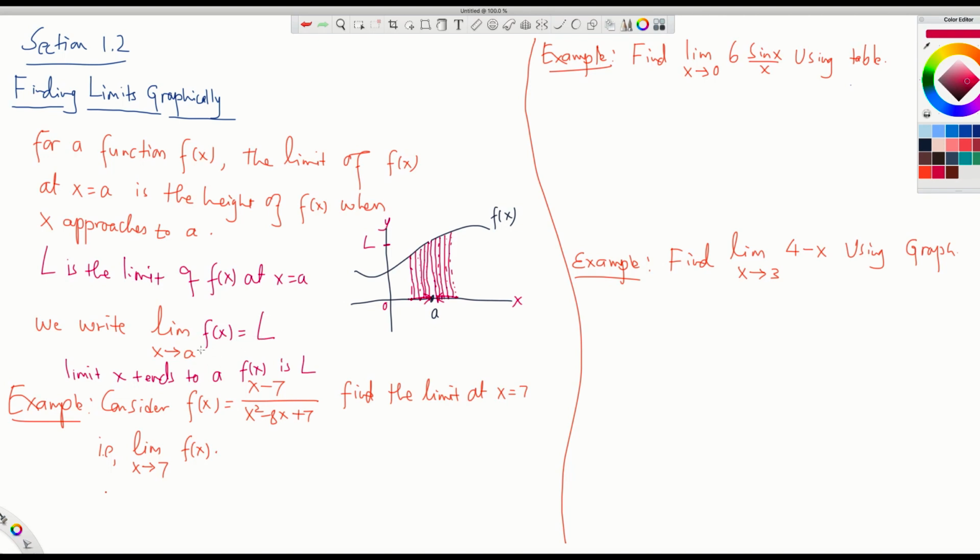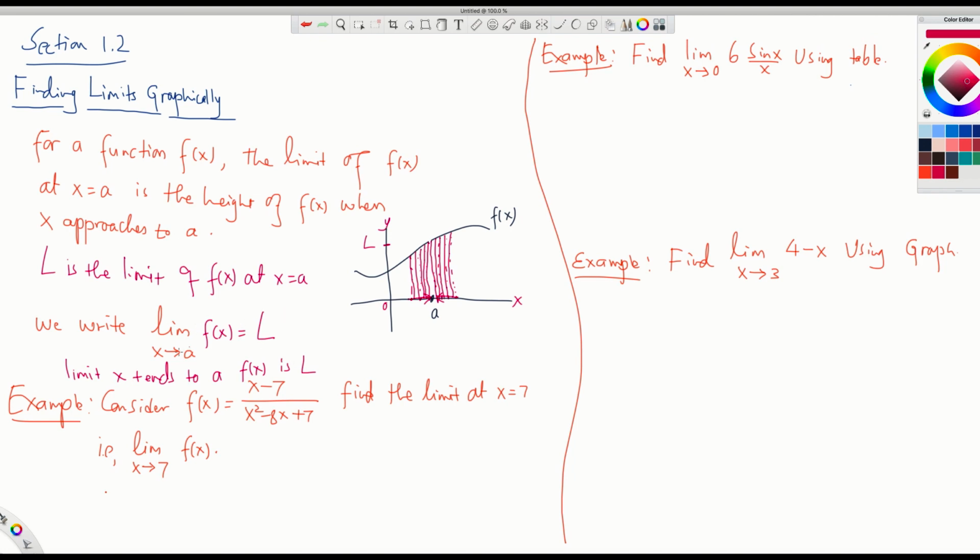So limit x tends to A, f(x) equals L means that when x approaches A from either side, from the left side or the right side, the height of the function f(x) is almost equal to L. That is called the limit of f(x) at x equals A is L.